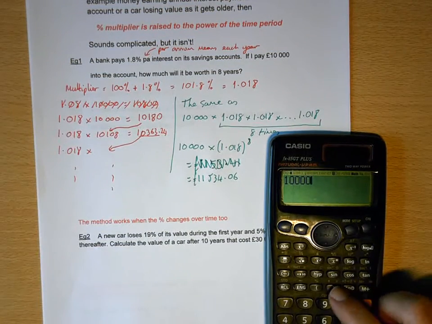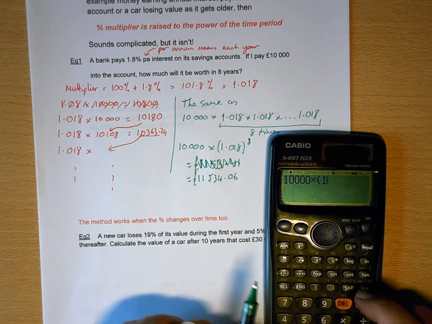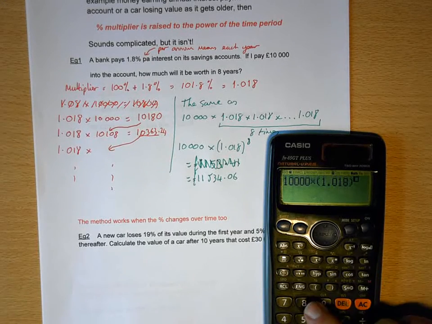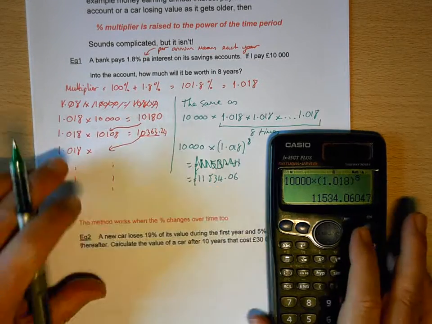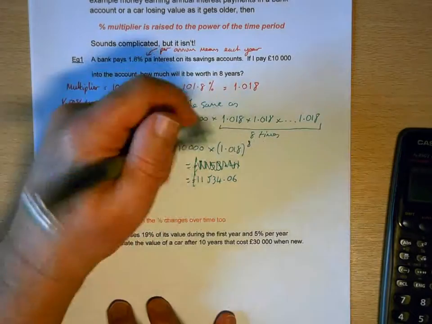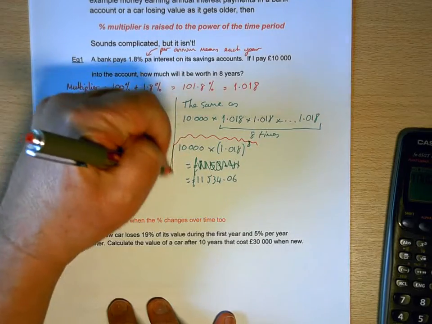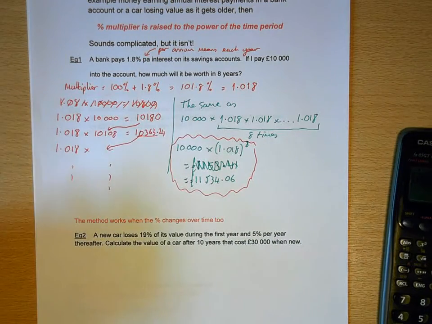£10,000, 4 zeros, times open bracket 1.018 close bracket to the power of 8, and that should now give me the same thing. Yeah, £11,534. So this is the only bit you need. Okay, all the rest of it was blurb, me trying to explain what's happening here.